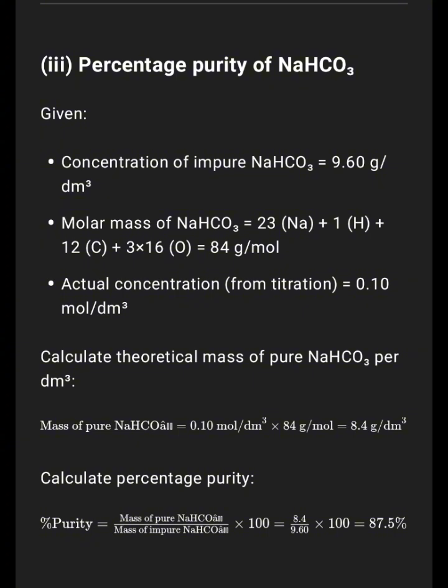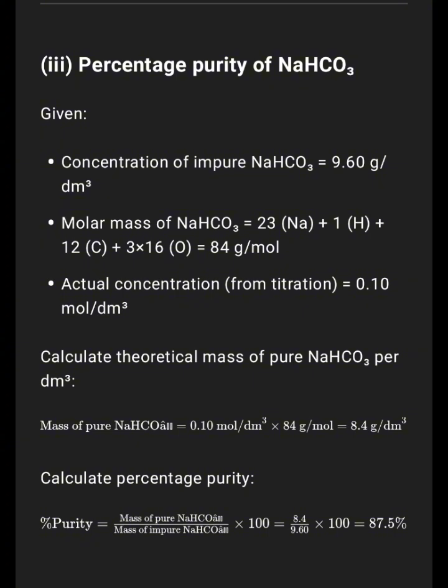So what you need to do again is to get the mass of the pure NaHCO3. In order to get the mass, remember the mole of the NaHCO3 is 0.10 mole per dm³. So multiply it with the relative molecular mass. This formula comes from the mass equation of stoichiometry. So multiply it with the relative molecular mass, so you'll be having 8.4.